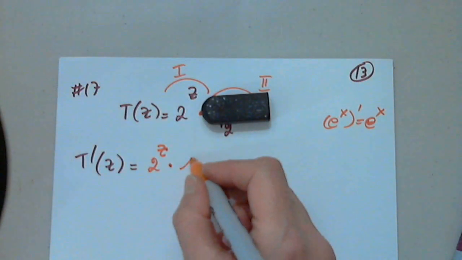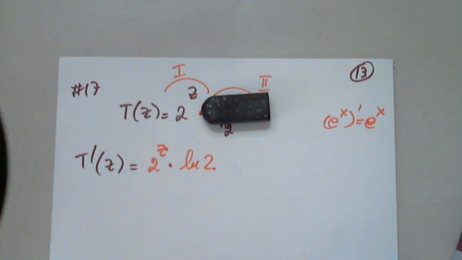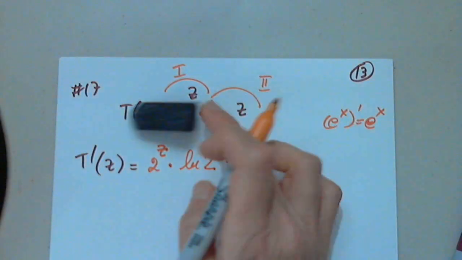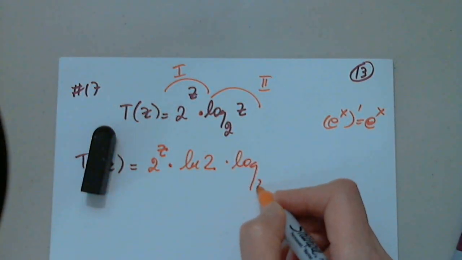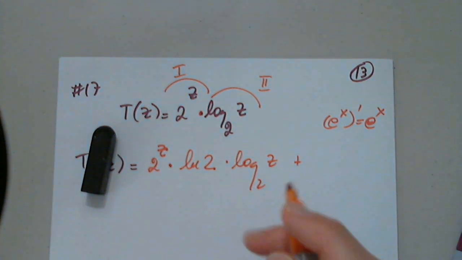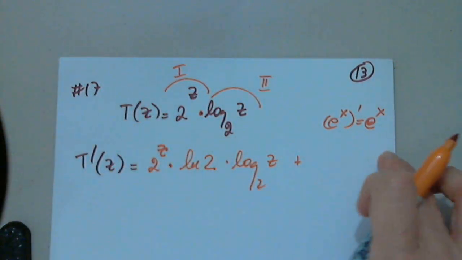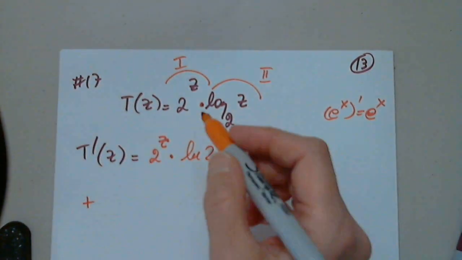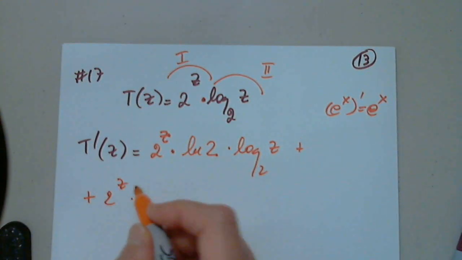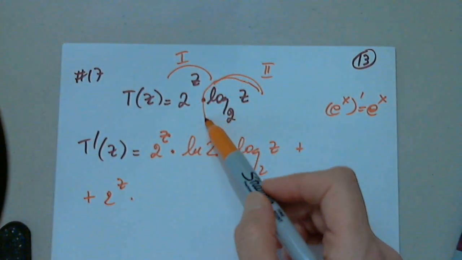The ln of a. Exactly, awesome. Multiplied by the second function, log base 2 of z plus... I don't have enough room here, so I'm continuing underneath. So 2 to z. And now we just discussed this formula.